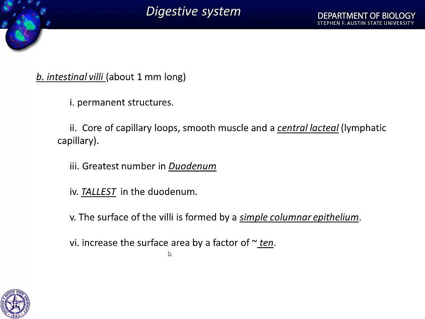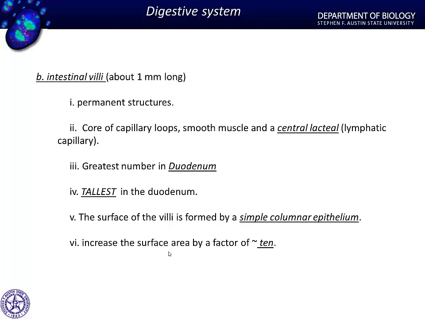Now, the intestinal villi, which may be 1 millimeter tall, each one of these are also permanent structures. We already saw the capillary loops in the middle, and you may have some smooth muscle also in the middle of these intestinal villi to help extend and retract them as they're sort of kneading the material in the intestinal tract. The central lacteal, this is our lymphatic capillary.